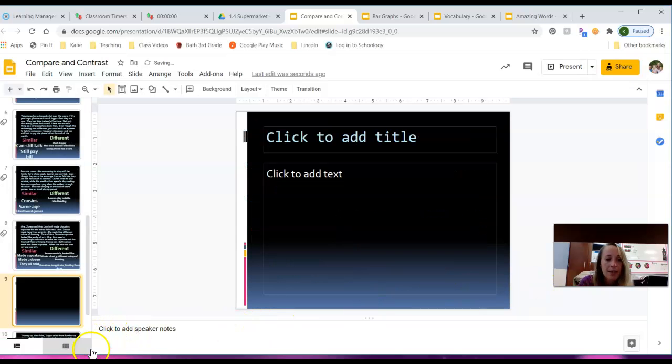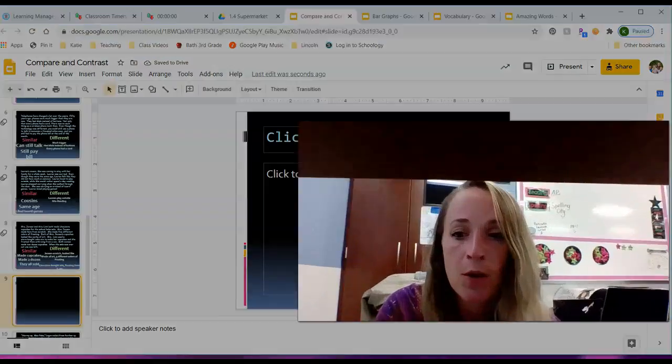All right, kiddos, that's it for today. If you have questions about compare and contrast, please make sure to ask your teacher. Remember, when you compare, it's how are they the same? And when you contrast, it is how something is different. You will have this on your test on Friday. Talk to you soon.